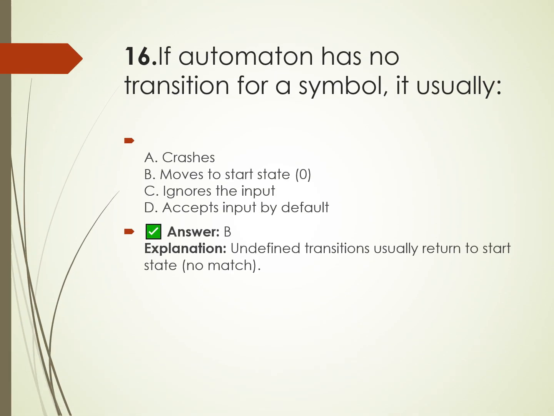If an automaton has no transition for a symbol, it usually A. Crashes, B. Moves to start state, C. Ignores the input, D. Accepts input by default. Correct answer is B. Moves to start state. Undefined transitions usually return to the start state.